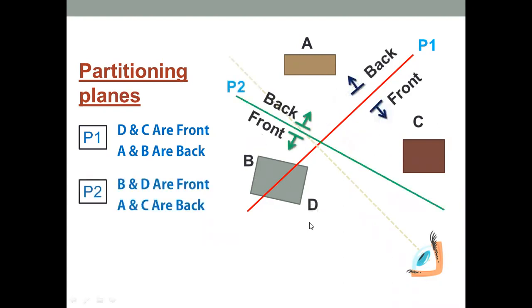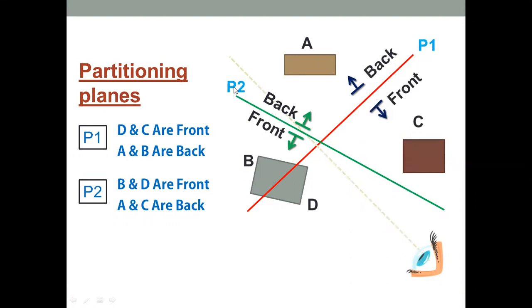So we use another line, that means another plane. Now we can see the A object is covered with two planes and no other objects. The C object is covered with two planes and no other objects, and D and B also.